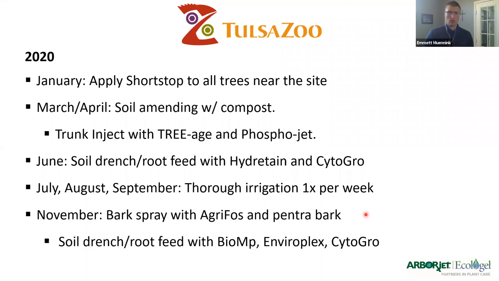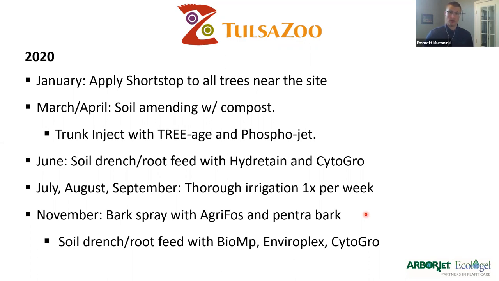This fall, go ahead and do a bark spray with Agrifos and Pentra bark. Agrifos is a potassium phosphite, just like Phosphojet. Those fungicides are very good at eliciting a plant health response. And in my experience, keeping a constant level of those active ingredients in the tree really goes a long way to improving tree health and warding off those opportunistic diseases.